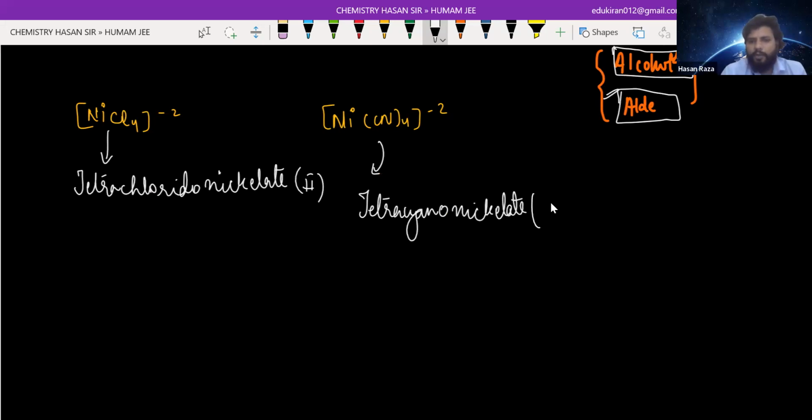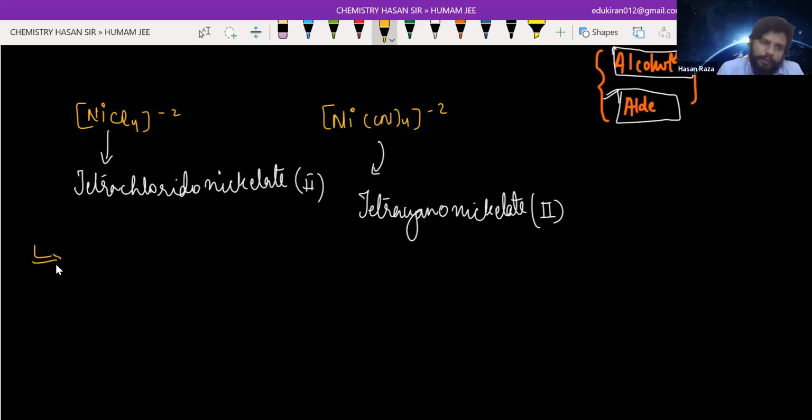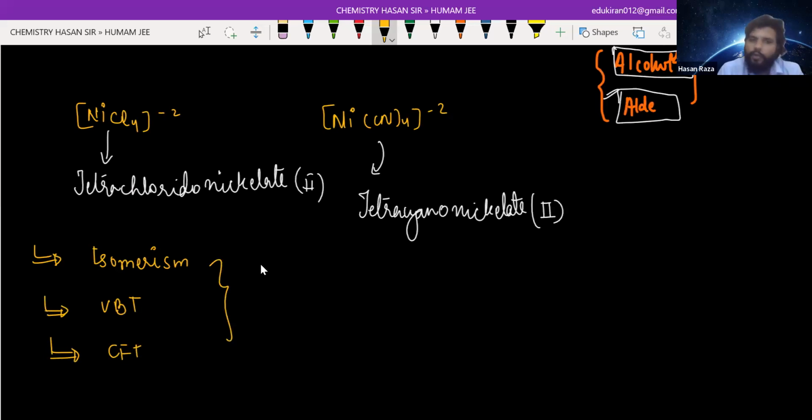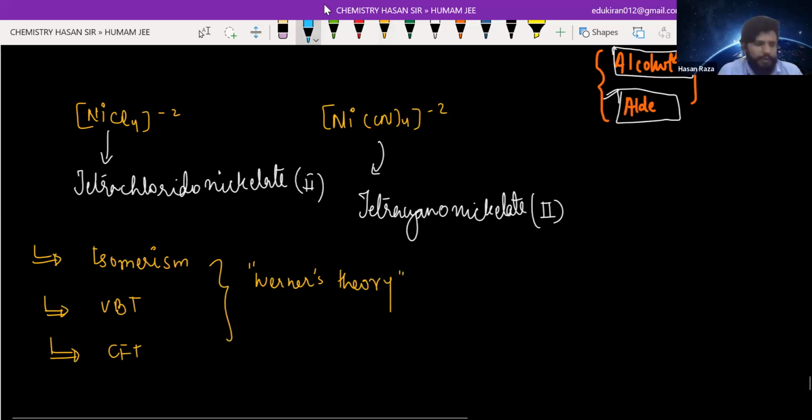So this chapter you have already studied in school, right? Both of you. Yes. Okay. So after this, we have the next topic, that is isomerism. After isomerism, we are going to do VBT, which is very important. And after this, we are going to do CFT. And then we will do Werner's theory. Are you getting my point? Yes. I think you have already completed this chapter in your school, right? Yes.